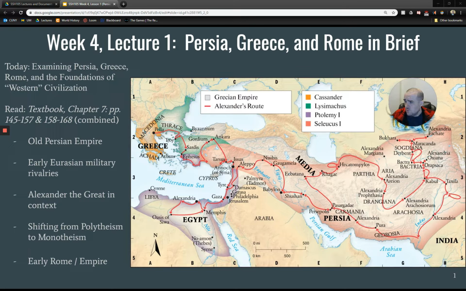So page 145 to 157 and 158 to 168, the bulk of chapter 7 in your textbook. And so this will be a longer lecture today. And then on Thursday, for the Thursday lecture, which I'll probably put out a little bit early, that will cover your object paper, how to find sources, how to select objects, and how to write for this class. That'll be a little bit shorter, probably a 30, maybe 40-minute lecture.